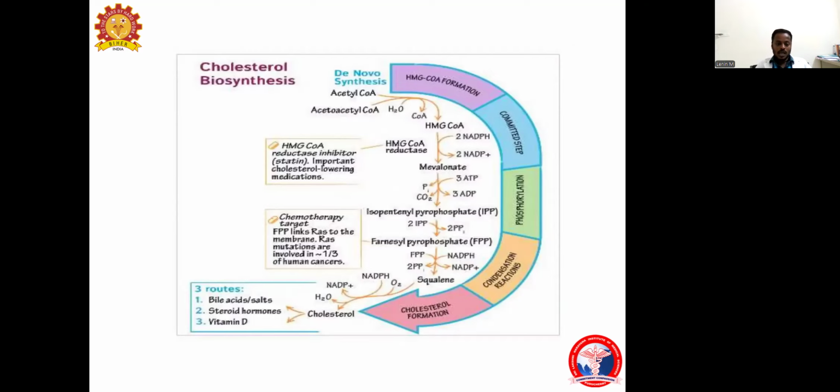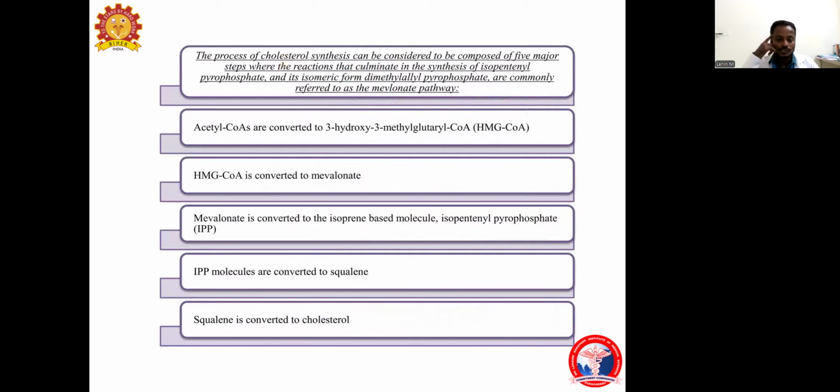From cholesterol, it then enters three routes: one is bile acid, another is the synthesis of steroid hormones, and the third is vitamin D. So the first step is HMG-CoA formation, the second is the committed step, the third is phosphorylation, the fourth is the condensation reaction, and the fifth is cholesterol formation.